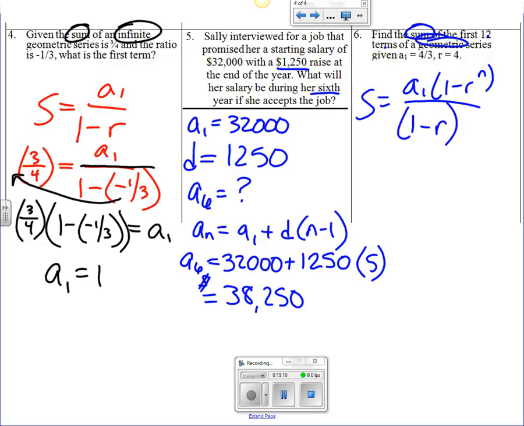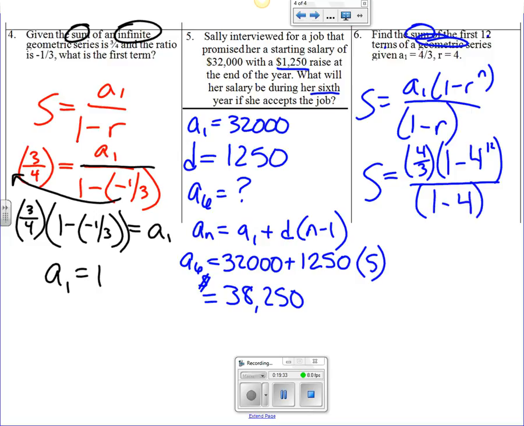Do I know the sum? Wait, you know A1 then? Yes. Good. What is A1? 4/3. Oh, I thought you had put that in. I was like, oh, no, sorry. I was just writing the formula. What about R? 4. N? 12. Over what? Good. Okay. And Sterling, tell us what you get.